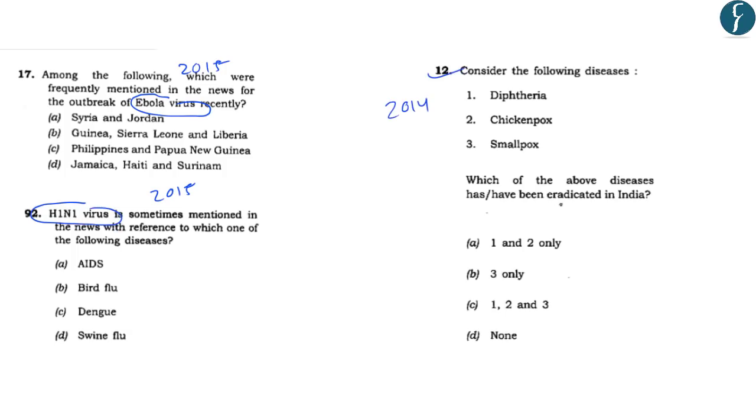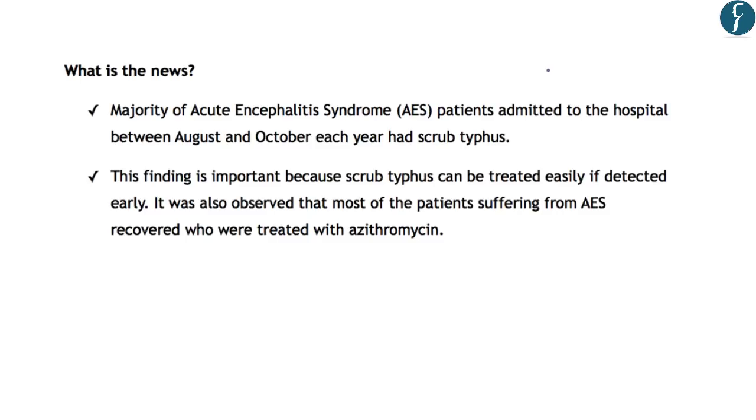Further, in the year 2014, a question was asked related to three major diseases, and it was asked which of the above has been or have been eradicated in India. So at the end of this discussion, we will try to answer these questions as well. Now let us try to understand some of the key facts that are related to the encephalitis disease.